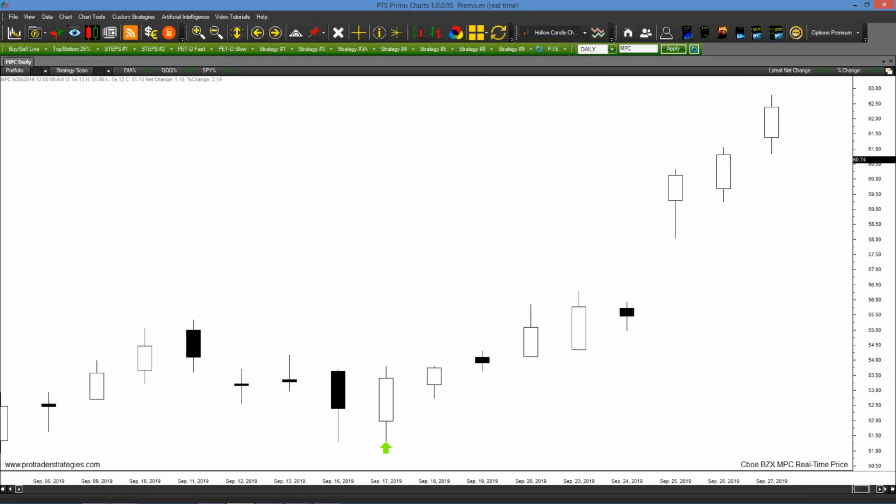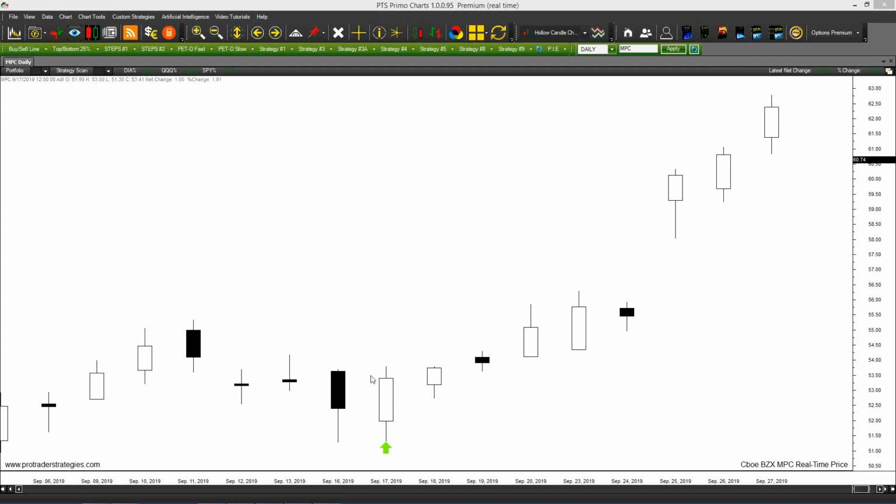This is our platform, as you can see, the PTS Primo Charting Platform. And we're looking at MPC. Now this is going back to the middle of September, and one of our strategies, strategy number 4, generated a buy signal. All right, now sure, we had a really good trade here. If you were one of the students of our strategy number 4 class, you had a really nice buy setup here in MPC. But remember, today we're not talking so much about strategies, we are talking about how to properly calculate our position size.